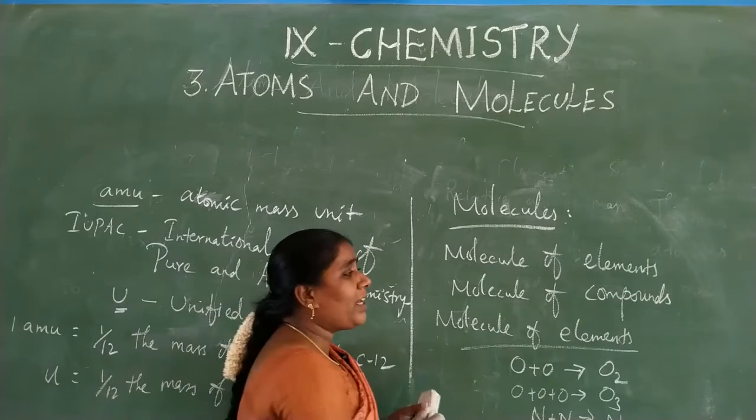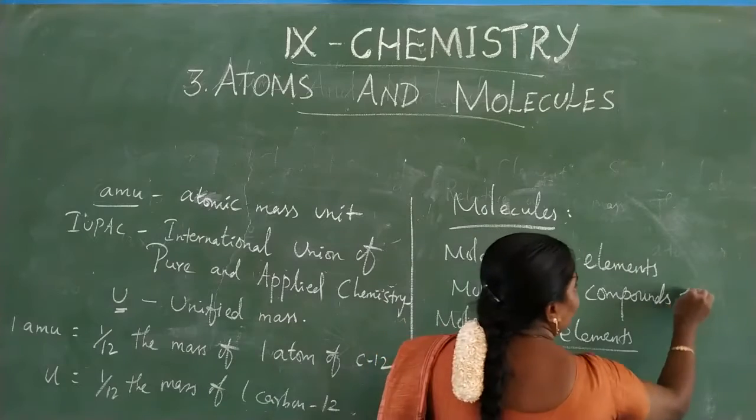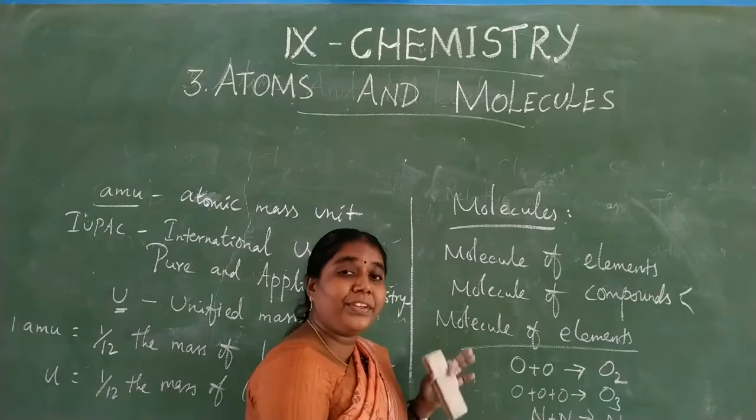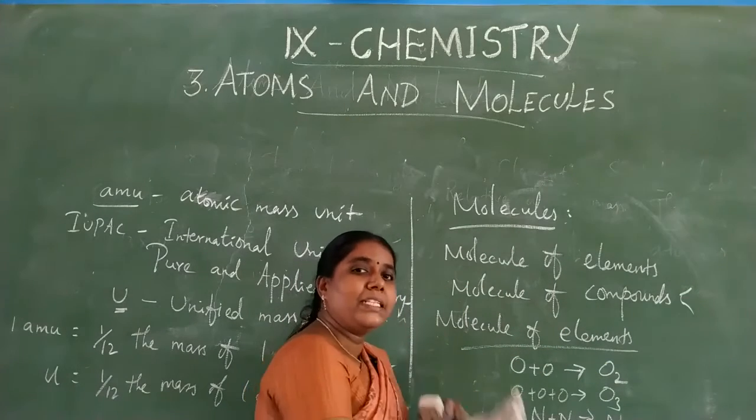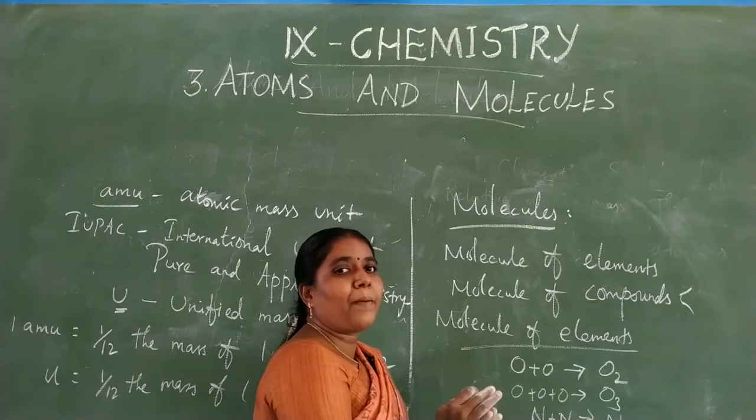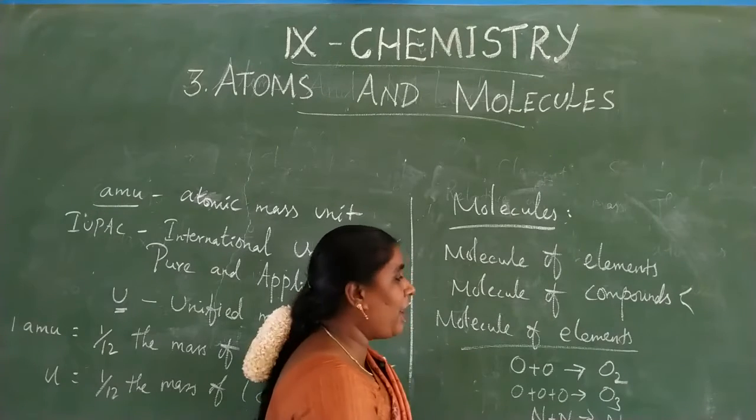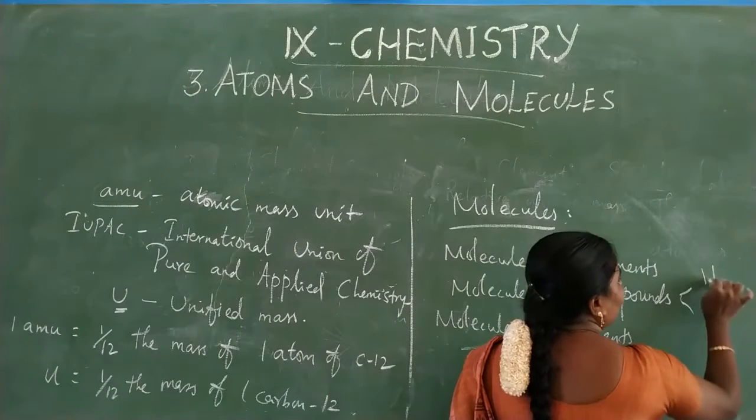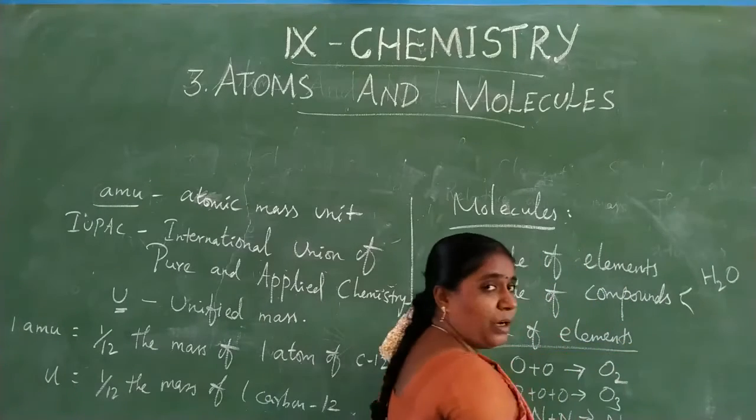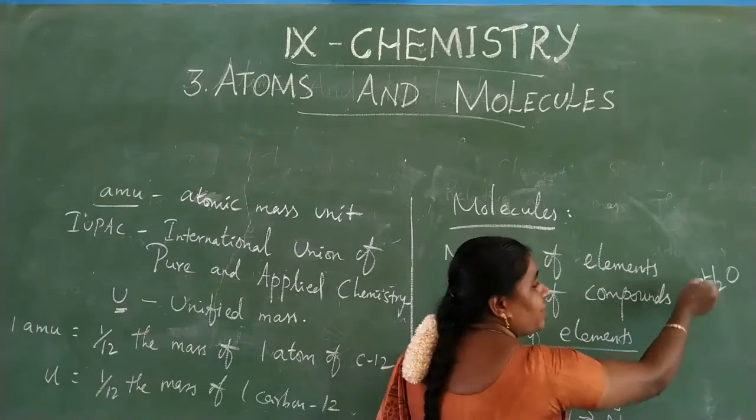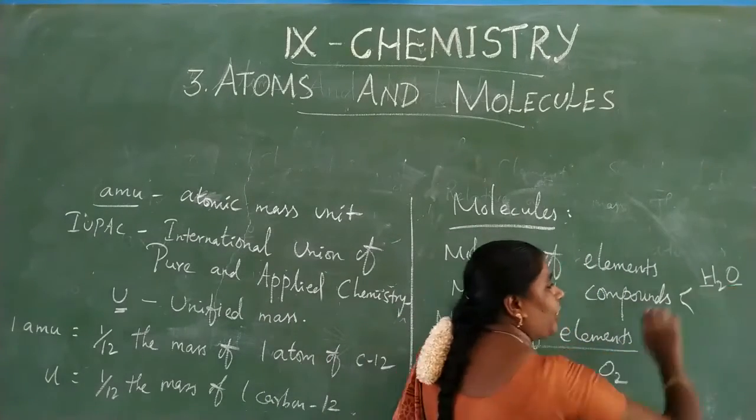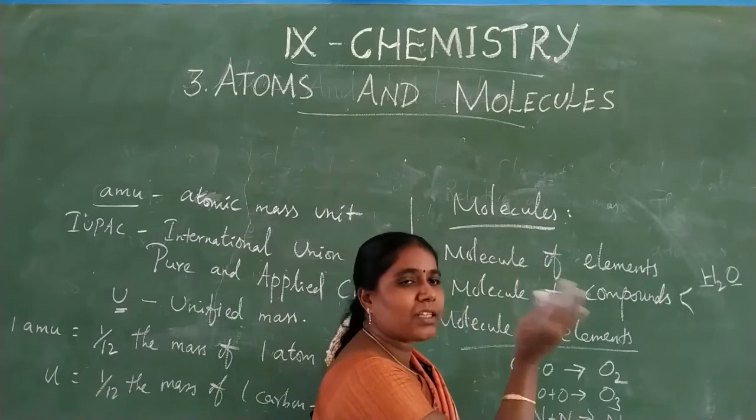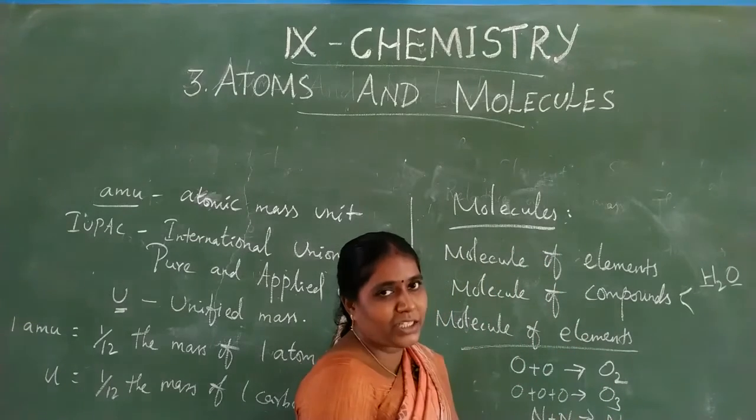Same like this, what are molecules of compounds? Atoms of different elements chemically combined in a fixed ratio to form molecular compounds. For example, water is a molecule. Hydrogen is one element, oxygen is a different element. Both different elements combine together to make a water molecule.